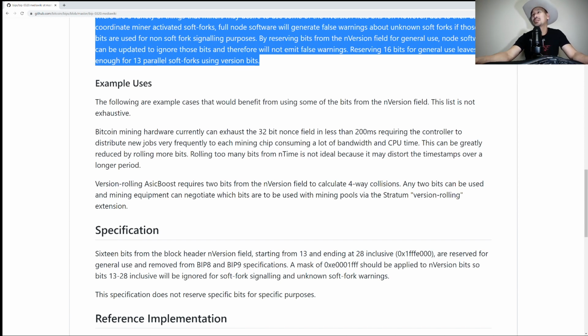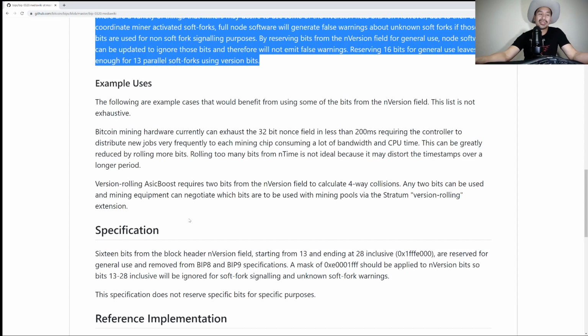Version rolling ASICBoost requires 2 bits from the block header's version field to calculate four-way collisions. Any 2 bits can be used, and mining equipment can negotiate which bits are to be used with mining pools via the Stratum version rolling extension. So this is overt ASICBoost, right? You roll the version, or you tweak a version number, so you can find four-way collisions.